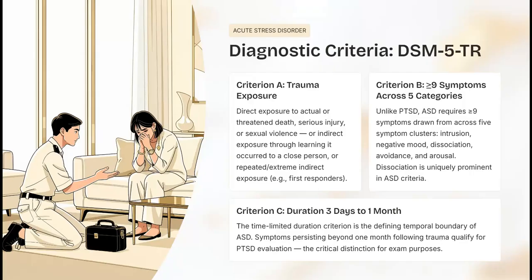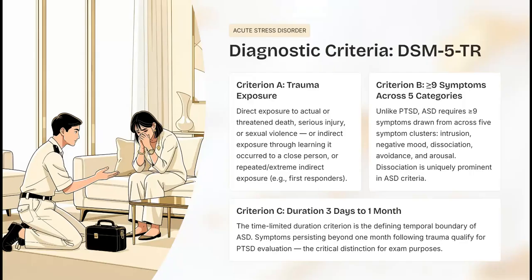Dissociation is uniquely prominent in acute stress disorder, and this distinguishes it from PTSD. Don't just count symptoms, make sure they span multiple categories. And then criterion C: symptoms must appear within 3 days and last between 3 days to a month. That's crucial because if symptoms persist beyond a month, you're going into PTSD, not just ASD. So duration is what separates the 2 diagnoses, okay? You need to think about the duration of time.